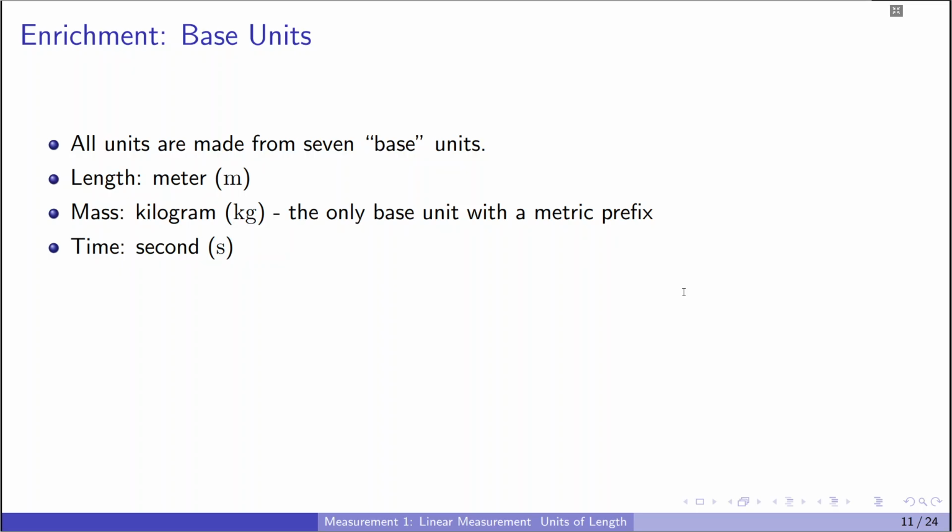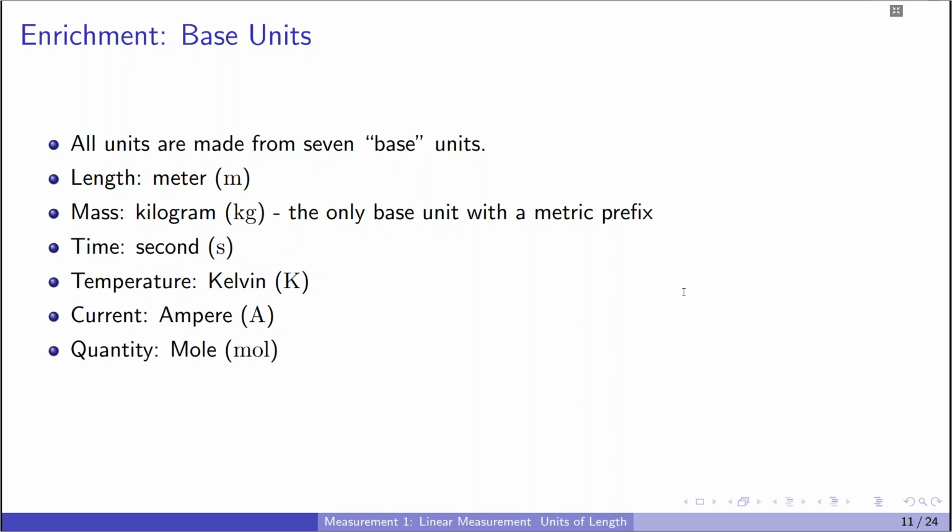There's time, that's the second. Temperature, that's in Kelvin. Current, that's the ampere. All other electromagnetic measurements are combinations of the ampere and other measures. For quantity, it's the mole, which you will see in chemistry classes, if not now, then very soon. Think of it like a really, really big version of a dozen. There's also luminous intensity, the candela. You don't run across that very much at all.